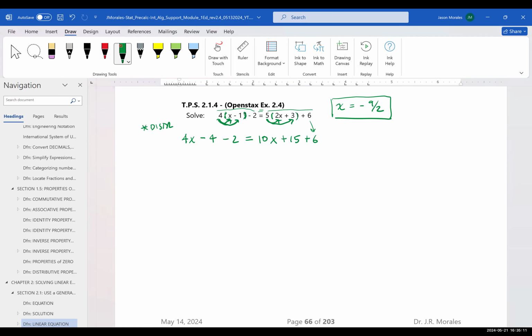Okay, so now we have no more parentheses kind of blocking our progress. And now we can combine like terms. So looking at this, I can see we've got like terms here and like terms here. So let's consolidate a little bit. -4 minus 2 is -6. And 15 plus 6 is 21.